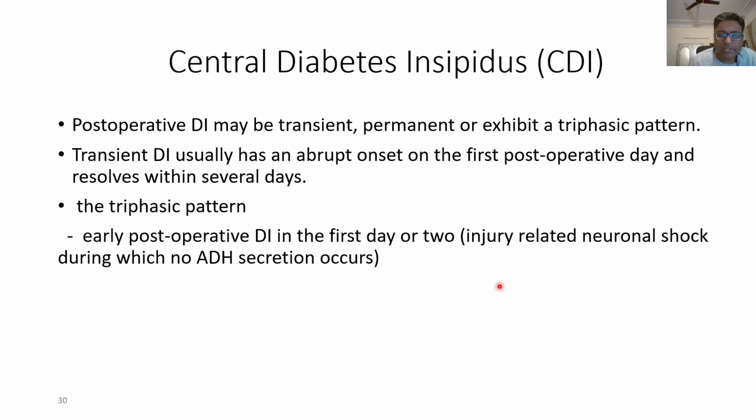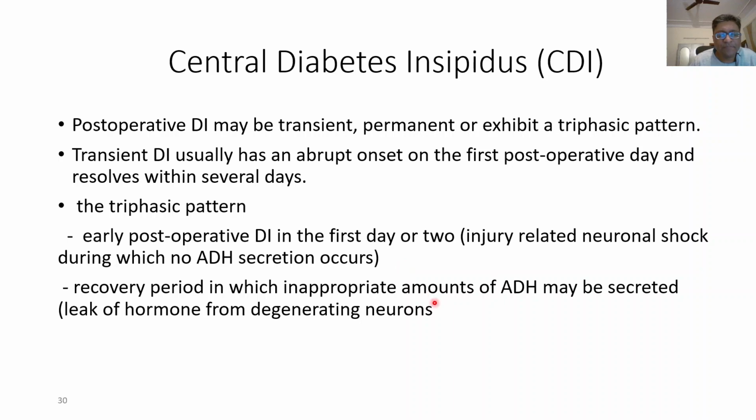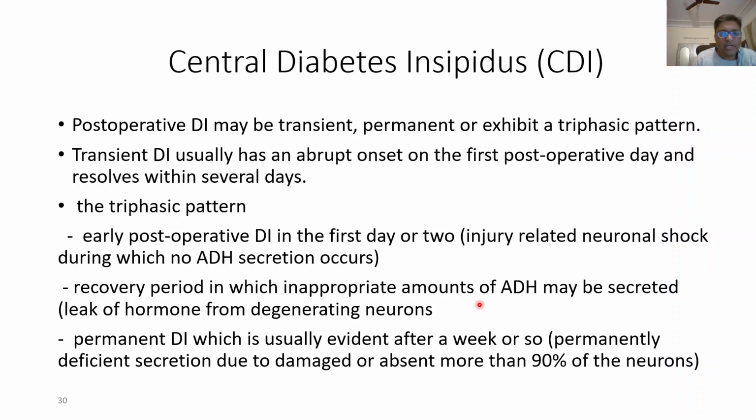So all diluted urine is being passed. You get early post-operative DI. After that, there will be some recovery in which inappropriate amounts of ADH will be secreted. A lot of ADH leaks from the degenerating neurons, so you might get hyponatremia, followed by a phase where there will be permanent DI, which becomes evident after a week or so.